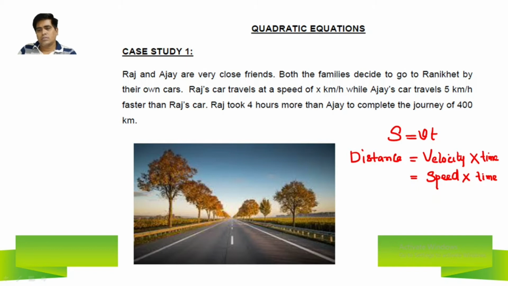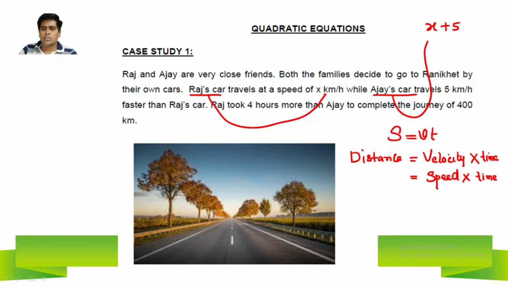Let us see this first of all. Raj's car speed is x kilometers per hour. It is clearly given. So Ajay's car speed we can write as x plus 5. Raj's speed is x and Ajay's speed is x plus 5. Both are traveling 400 kilometers. So let us see the case study now.